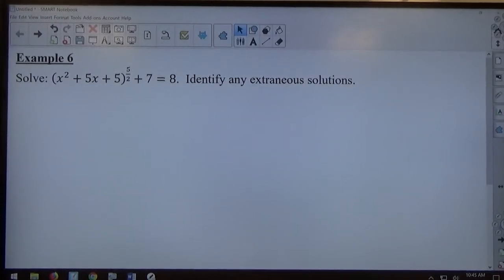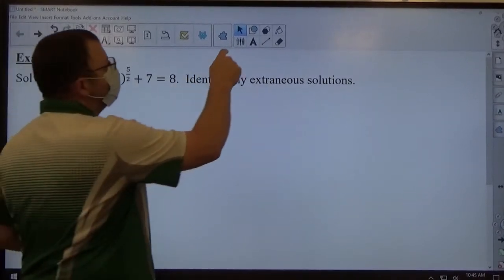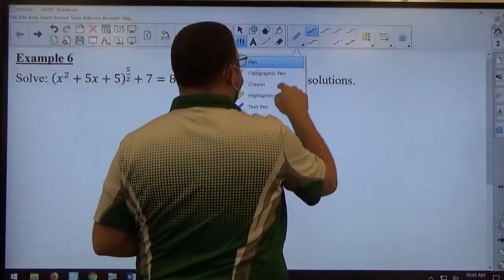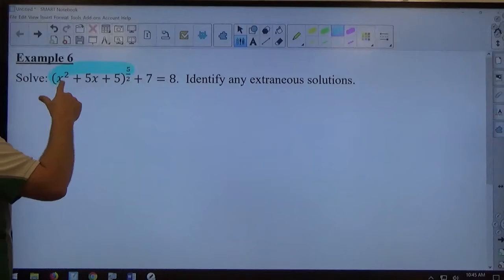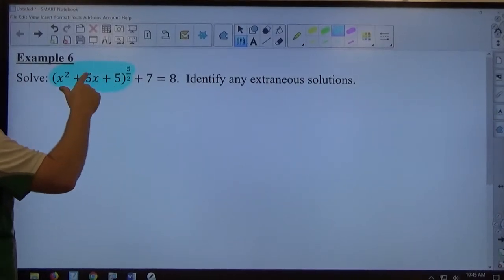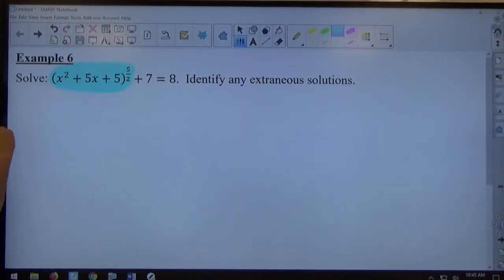Similar to radical equations, I want to start by getting my rational power object isolated. So when I'm looking at this equation that has x's inside to some fractional power, I want to get that thing all by itself. So anything either added, subtracted, multiplied, or divided by that thing needs to go to the other side.